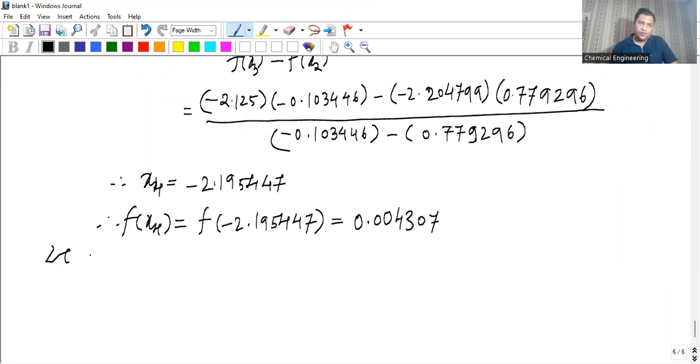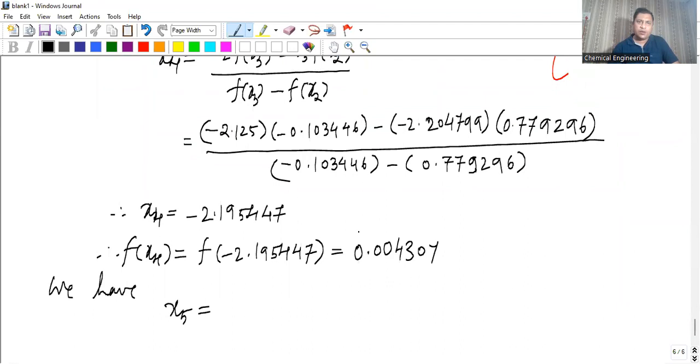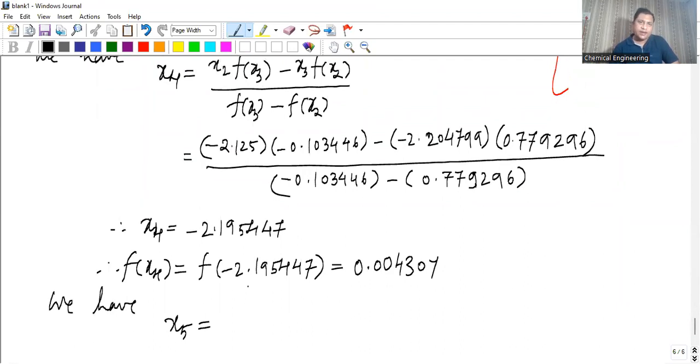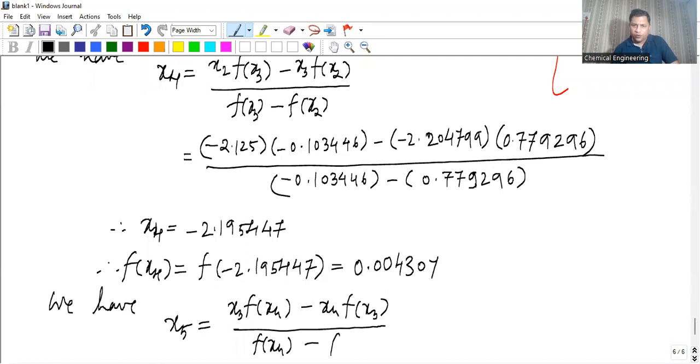So we have one more iteration to go. We have x5 is equal to... now what will happen? We have to use x3 and x4. So x3 f of x4 minus x4 f of x3, upon f of x4 minus f of x3, and that's what we have to calculate. So let us calculate this one. What is going to be x3?